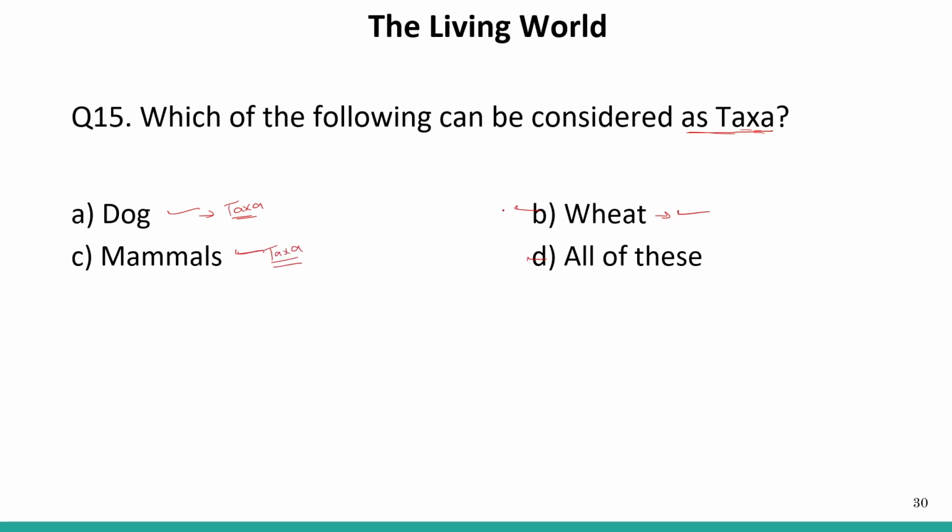Alright, so what should be the answer here? All of these. So all of these are taxa. Means they are a group of organisms that are classified based on shared characteristics and evolutionary relationship. Now taxa can have any rank, or any level. That's why all of these can be a separate taxa. So the answer is all of these.